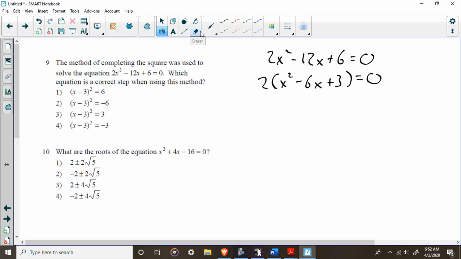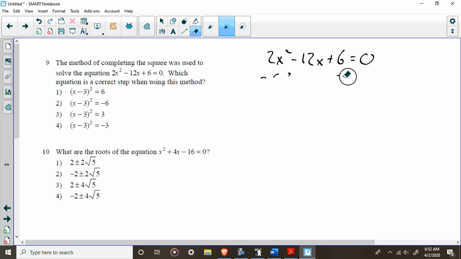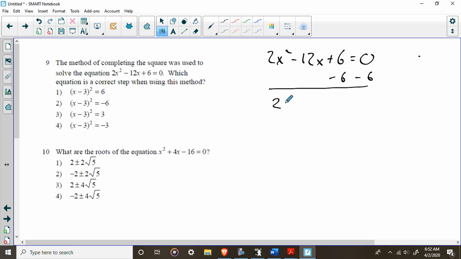What if, right from the get-go, before we even got into this form, because that's what we have been doing for other problems, we just moved that 6 right off the bat? Well, now I've got 2x squared minus 12x is equal to negative 6. And now rather than factor out a 2, I can actually just divide both sides by 2. And what are we going to say? X squared minus 6x is equal to negative 3, right?